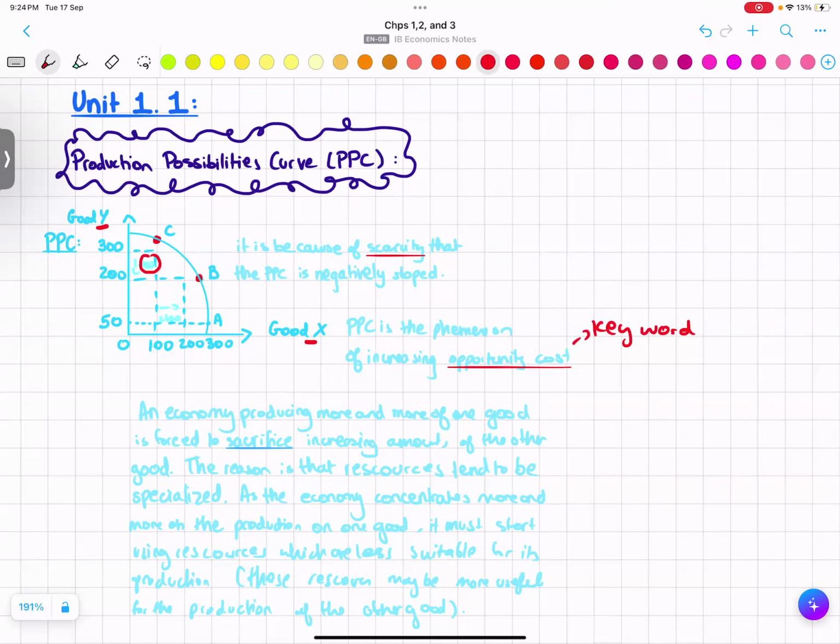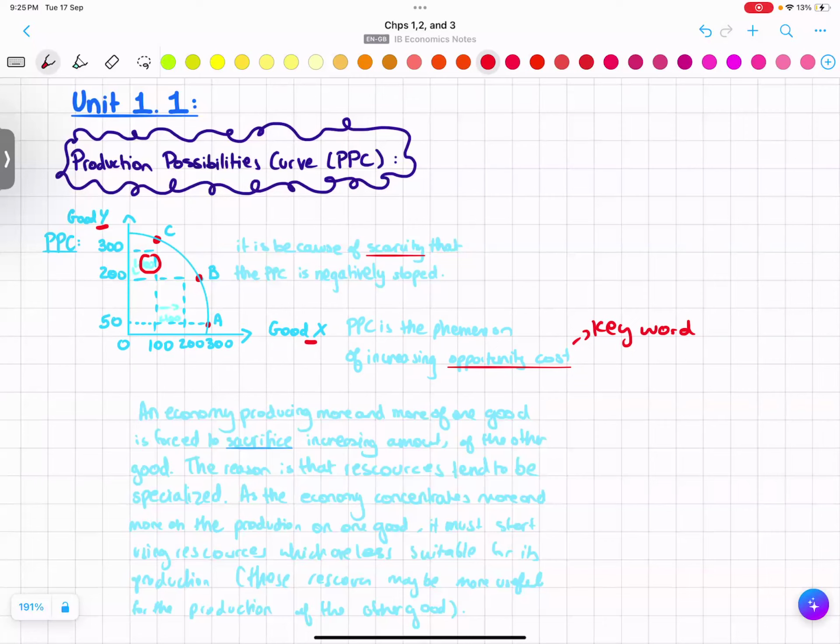And now we have another example. If you're producing 300 units of good X, then you're going to have to produce 50 units of good Y. So here the opportunity cost is 150. Because instead of producing 100, you produce 300, you are sacrificing an amount of good Y. So if you're producing 100 of good X and 300 of good Y, then you end up producing 300 of good X, and you have to end up producing 50 of good Y.